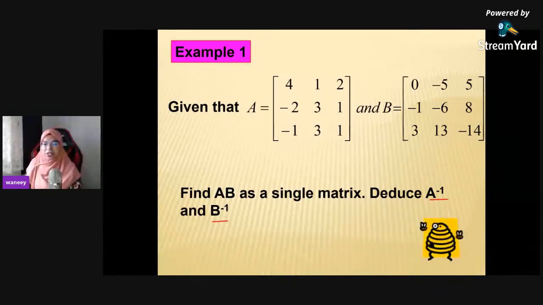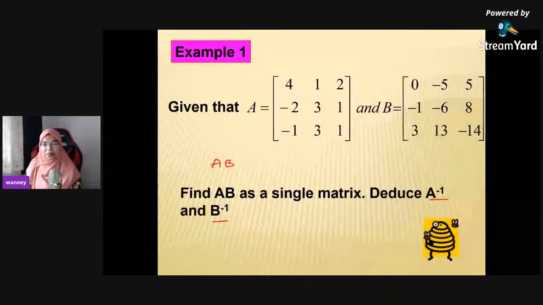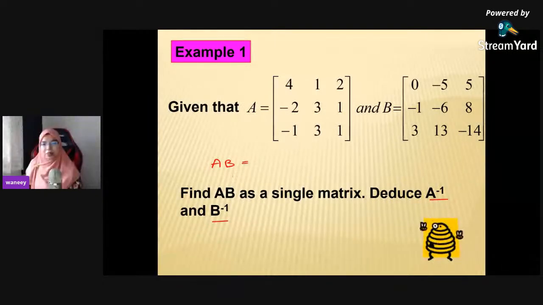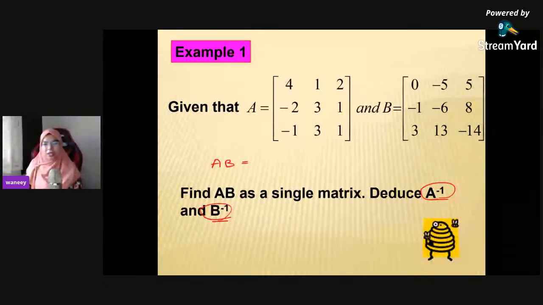So from this question, I see that I have to calculate A times B first. Once I have A times B, I have to deduce A inverse and B inverse. By deducing, that means I should use the product from A times B. So AB must give a constant multiplied with the identity matrix.